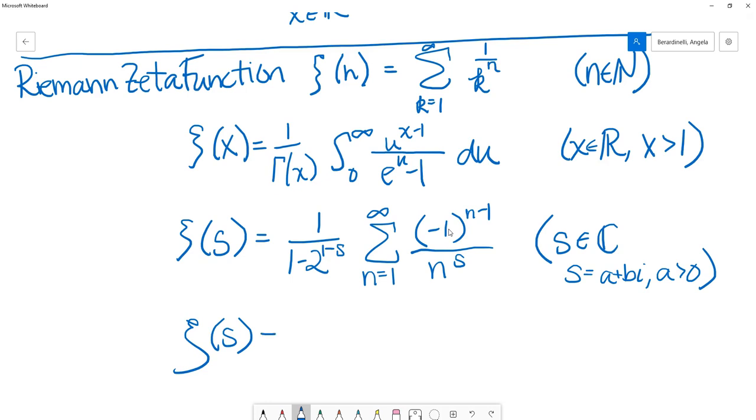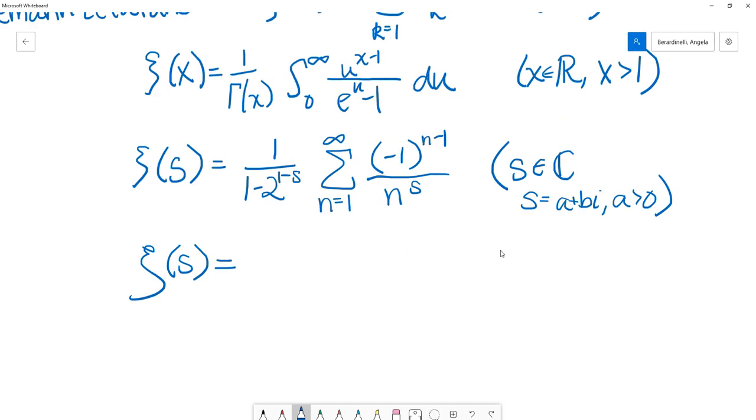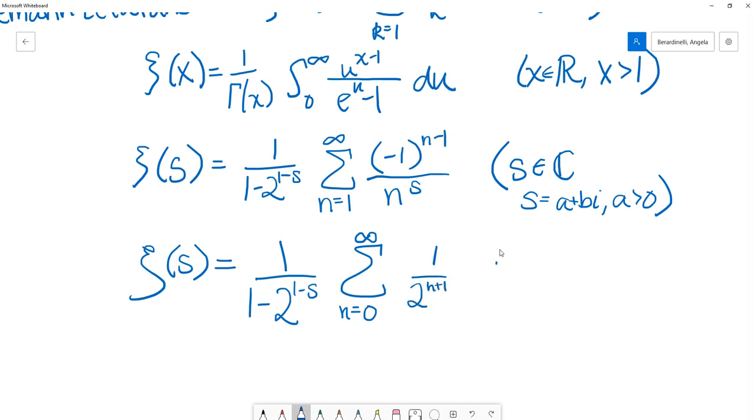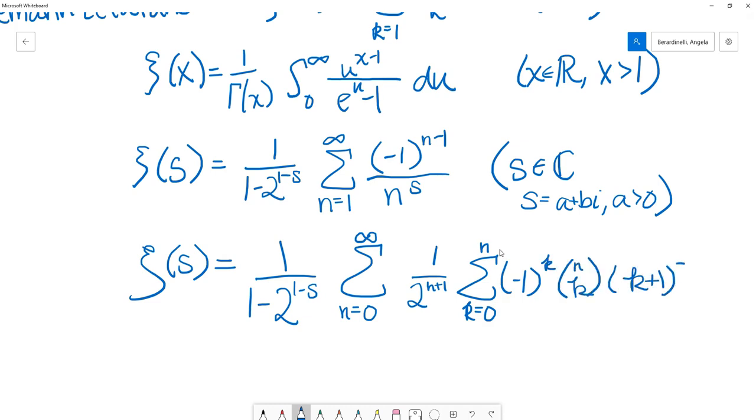So this will work for any complex number. Zeta of s is the same factor, 1 over 1 minus 2 to the 1 minus s. Then there's going to be 2 sums, so stick with me. There's the sum, where n goes from 0 to infinity, of 1 over 2 to the n plus 1 times the sum, as k goes from 0 to n, of minus 1 to the k, n choose k, k plus 1 to the negative s power. So this definition works for any complex number s.